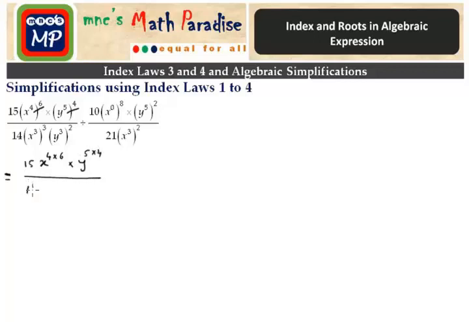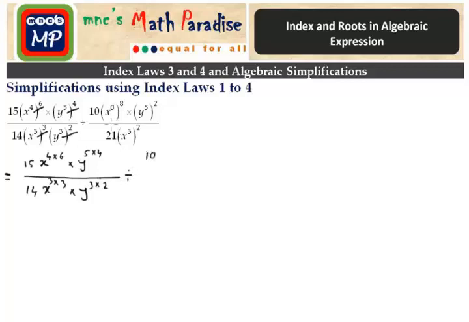division. 14 x to the power 3 to the power 3, so these two powers will be multiplied, so x to the power 3 times 3, times y to the power 3 times 3 to the power 2, so these two powers will be multiplied, so y to the power 3 times 2, division.